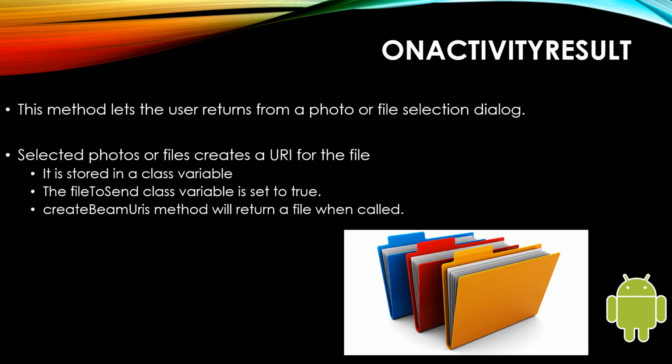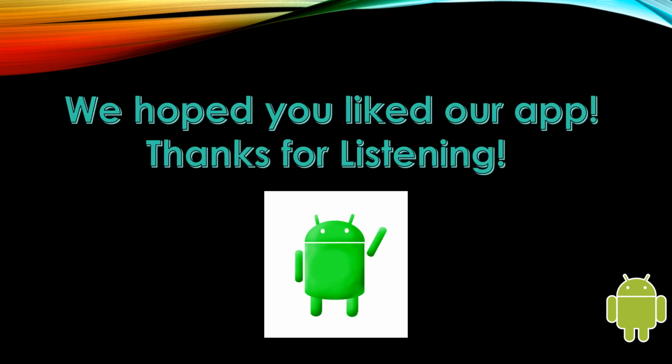The onActivityResult method is called when the user returns from a photo or file selection dialog. If the user selected a photo or file, a URI for the file is stored in a class variable, and the file to send class variable is set to true. The result of this is that the create beam URIs method will return a file in the form of a URI when called.